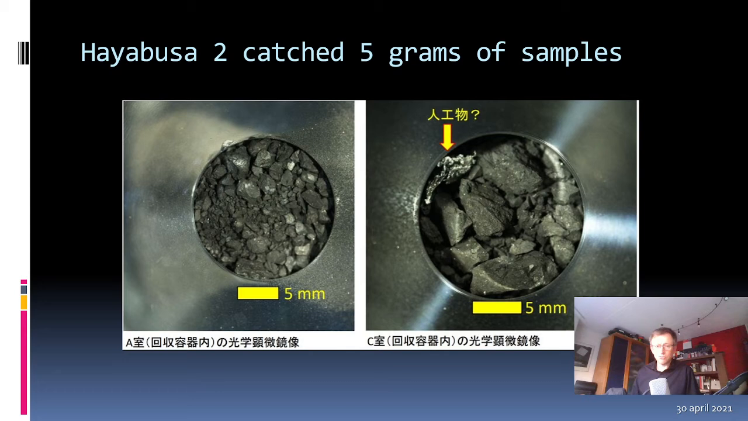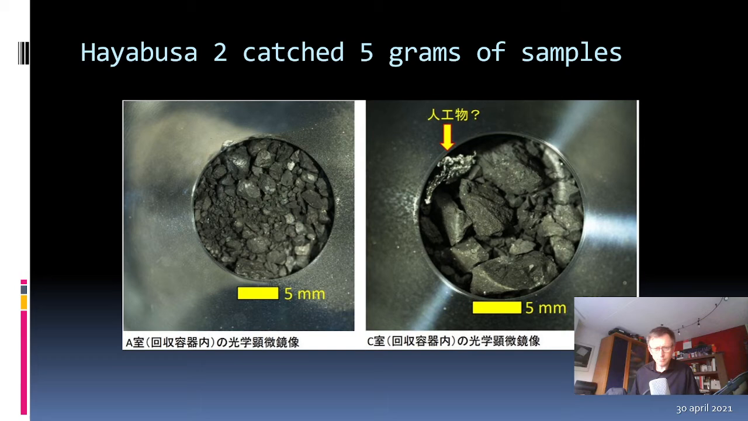So they gathered 5 grams. Now that doesn't sound like very much, but actually it's much more than they had counted on. They had thought to gather about 100 milligrams. And even from this little amount of samples, they can do a lot in a laboratory on Earth. To give you a perspective, the previous Hayabusa mission that landed a capsule in 2010 had only specks of dust of micron thickness. And from that, they managed to find out where the asteroid came from, how it was formed, and a lot of other things. So with this amount of sample, they should be able to do much more.